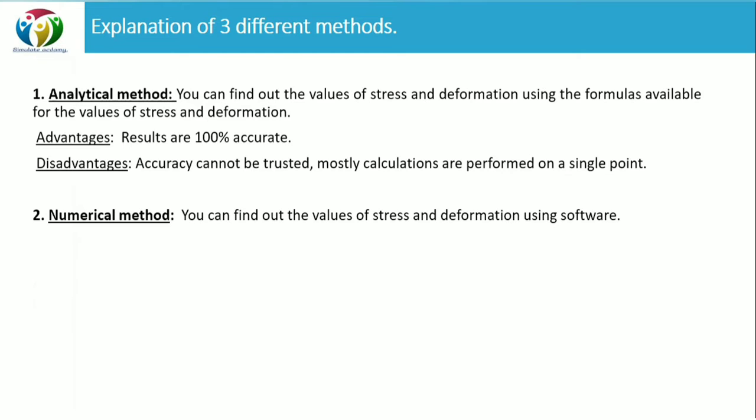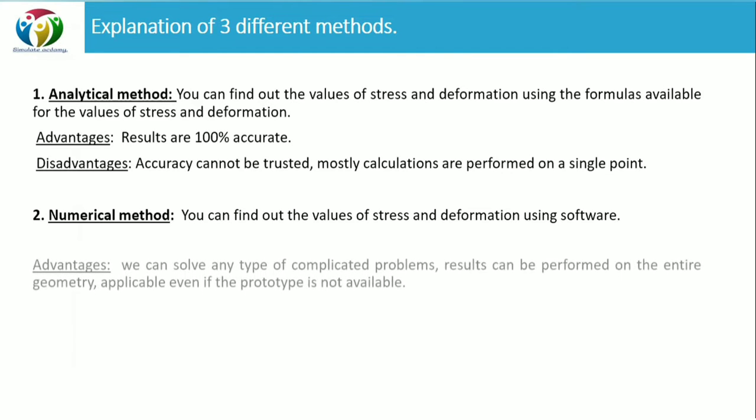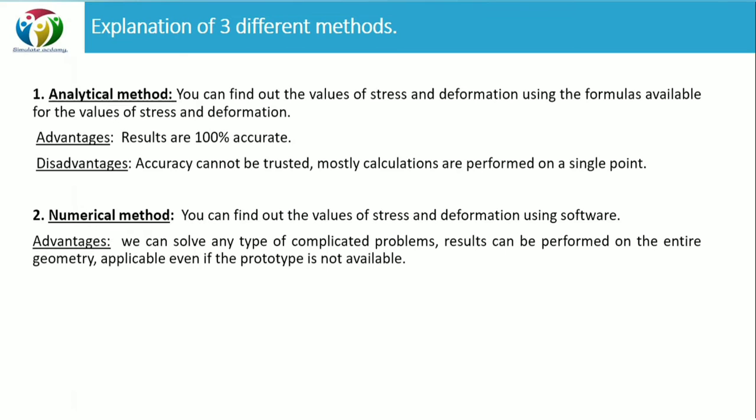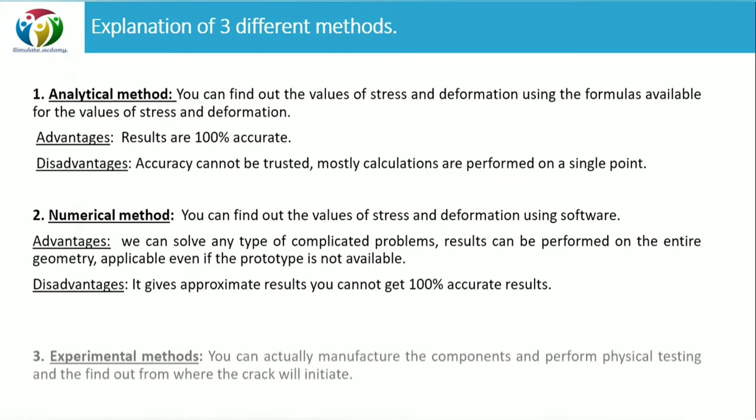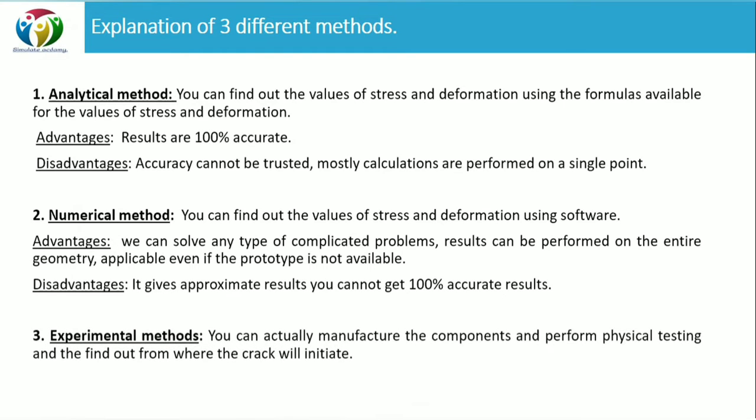Second, numerical method. You can find out the values of stresses and deformation using software. Advantages: you can solve any type of complicated problem. Results can be performed on an entire geometry. Applicable even if the prototype is not available. Disadvantages: it gives approximate result. You cannot get 100% accurate results.